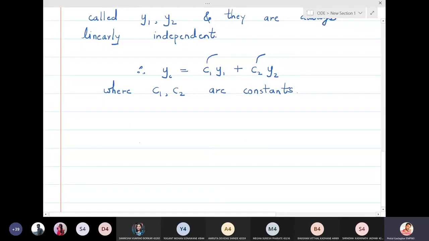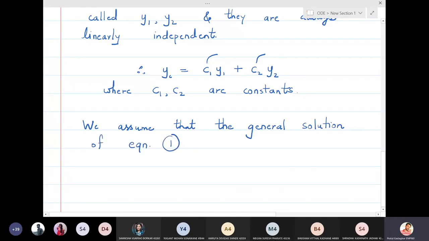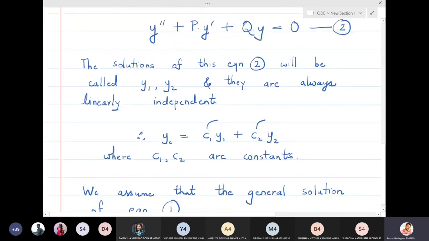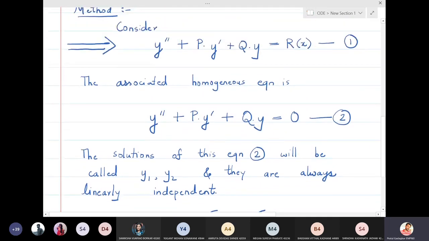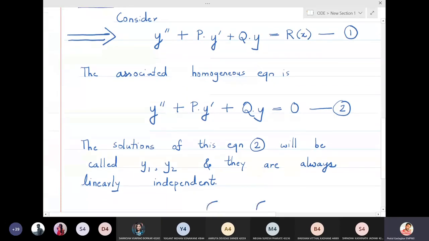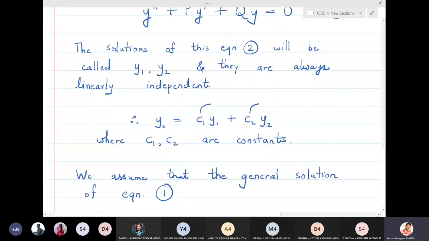Okay, so we assume that the general solution of equation 1. Which equation 1? Equation 1 was the non-homogeneous equation which has R(x) on the right hand side. So we want to find the solution of that equation.